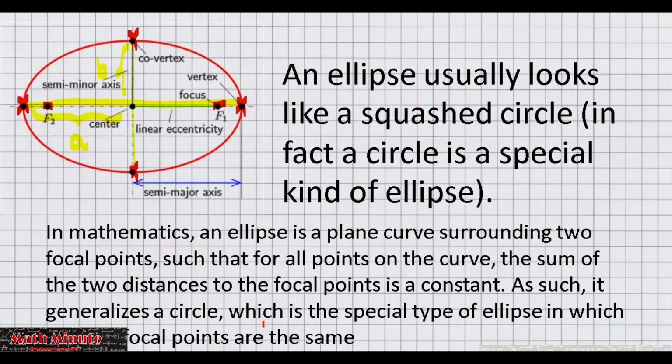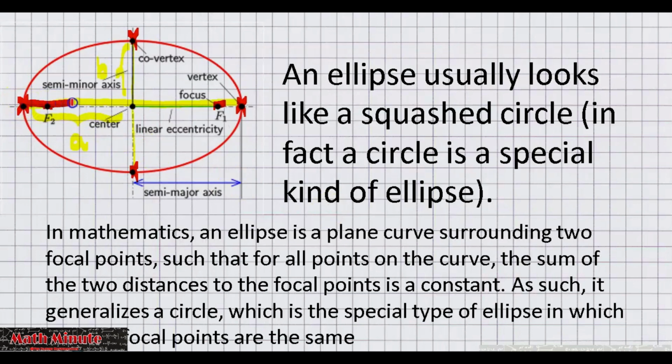In mathematics, an ellipse is a plane curve surrounding two focal points, such that for all points on the curve, the sum of the two distances to the focal points is a constant. As such, it generalizes a circle, which is the special type of ellipse in which the two focal points are the same. So let's discuss the parts of an ellipse here.